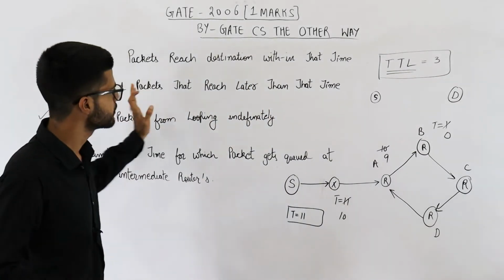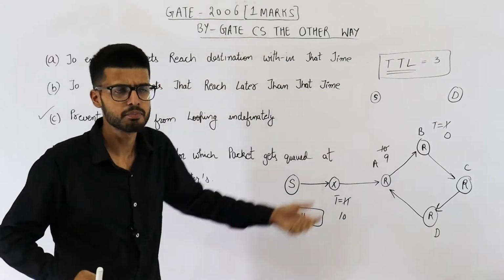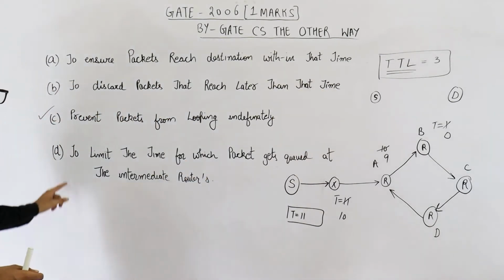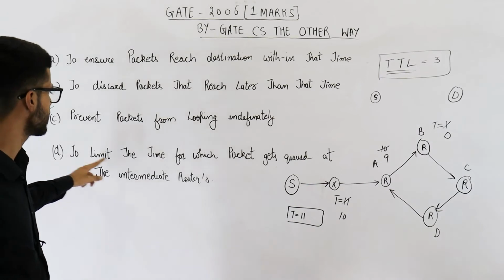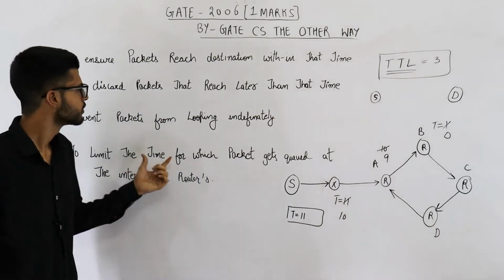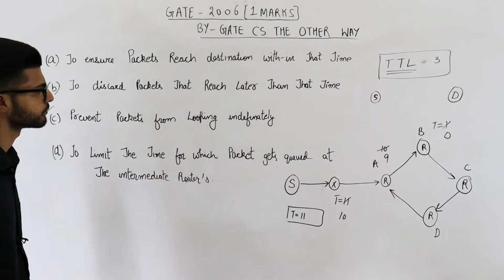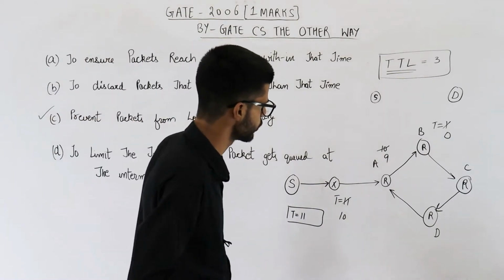Similarly, option B also is discussing something about time, so this one is also wrong. Option D is to limit the time. This one is also wrong. Okay, so only option C is correct. Now let me explain one more thing.